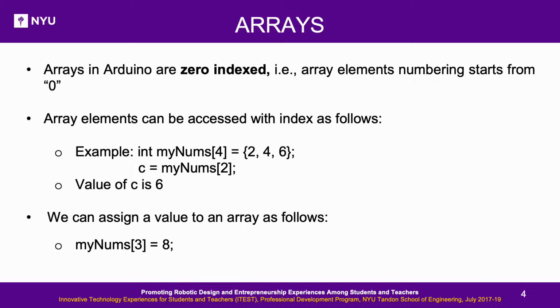Array elements can be accessed with an index as follows. In the example, the value of c is 6 since the third element is at index 2. We can assign a value to an array as follows. 8 will be added at index position 3, that is, after 6, which is the fourth position in the array.